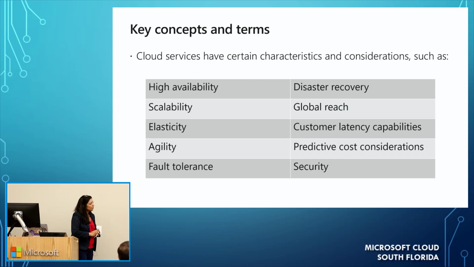Okay, so there are a few terms that you'll hear a lot in the context of cloud, and I wanted to talk about a couple of them. Some of them are high availability, scalability, elasticity, agility, fault tolerance, disaster recovery, global reach, customer latency capabilities, predictive cost consideration, and security. These are the things that all the clouds claim to provide; it's not unique to Microsoft. And I think that by going over some of the other slides today, you'll see how this is covered.